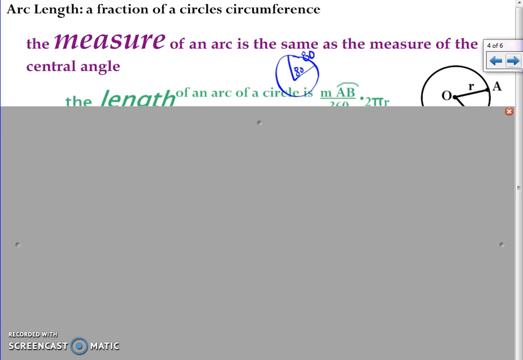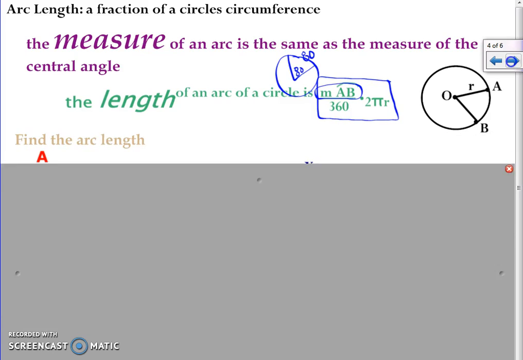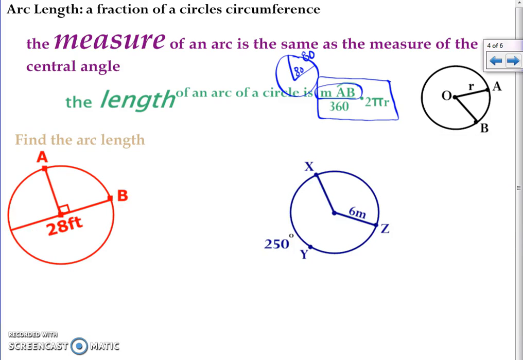Okay, so our formula right here is going to require the measure of the arc, or just the measure of the central angle. I'll show you what it looks like in practice. If we have this picture right here and we want to find arc length, here's our formula. AL, arc length, is equal to m AB over 360 and then 2 pi r on the end. So there's only two things we need to put in: the measure of the arc and the radius. And then we throw it all in the calculator at one time.